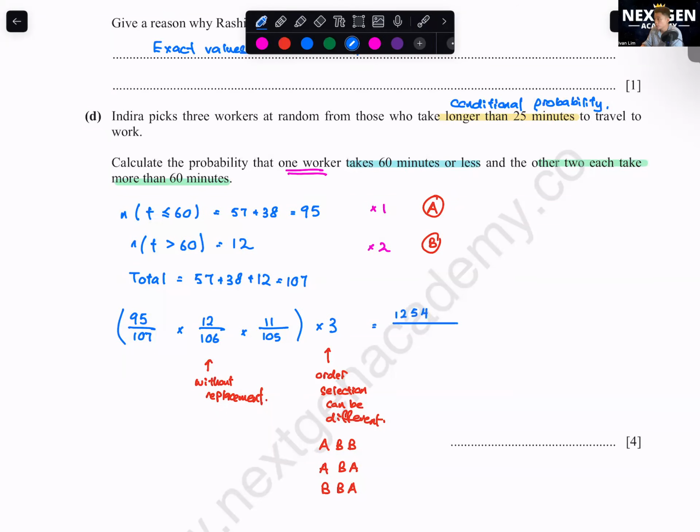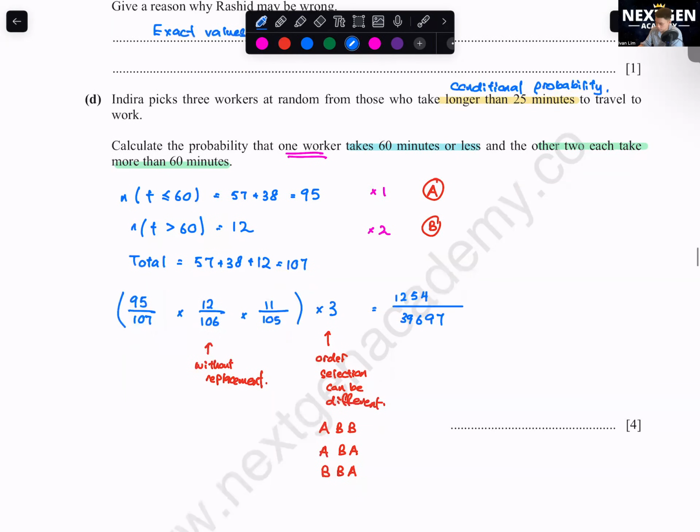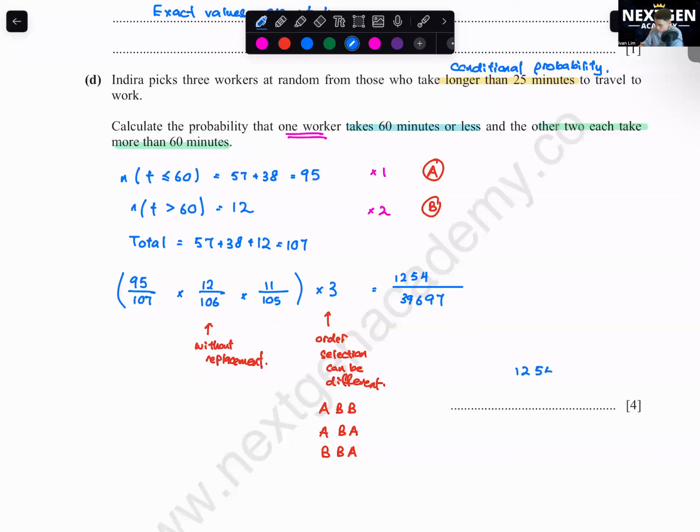125.4 over 39697. This is the answer. 4-mark question. 39697. Yeah, because only one A, correct.